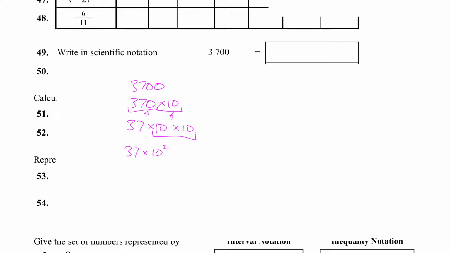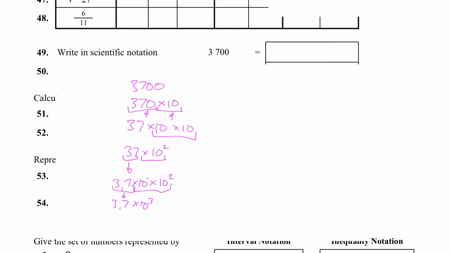Well, 37 isn't between 1 and 10. So let's say 37 is the same as 3.7 times 10. That seems reasonable. Oh, but we're still multiplied by 10 squared. Again, exponents tell us that 10 times 10 squared is the same as 10 cubed. So we've got 3.7 times 10 cubed.